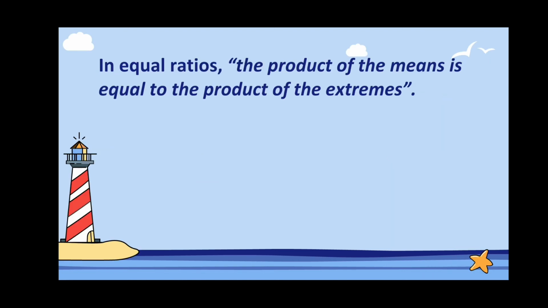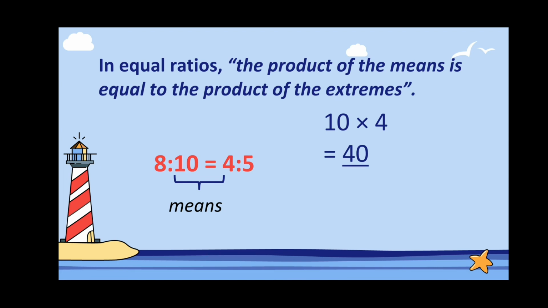In equal ratios, the product of the means is equal to the product of the extremes. So for example, we have 8 to 10 equals 4 to 5. So let's multiply first the means. So we have 10 times 4, which is equal to 40.